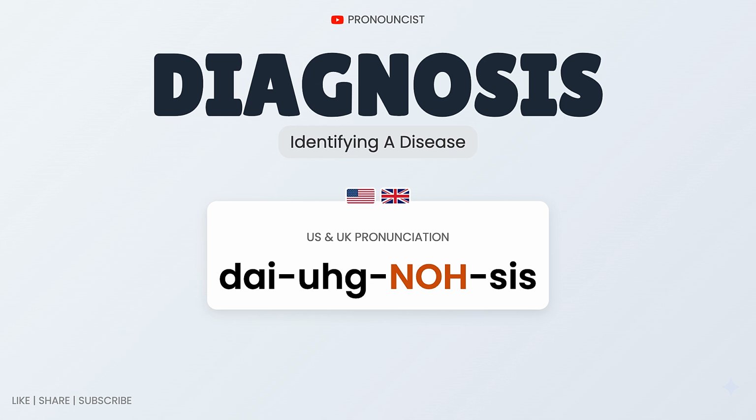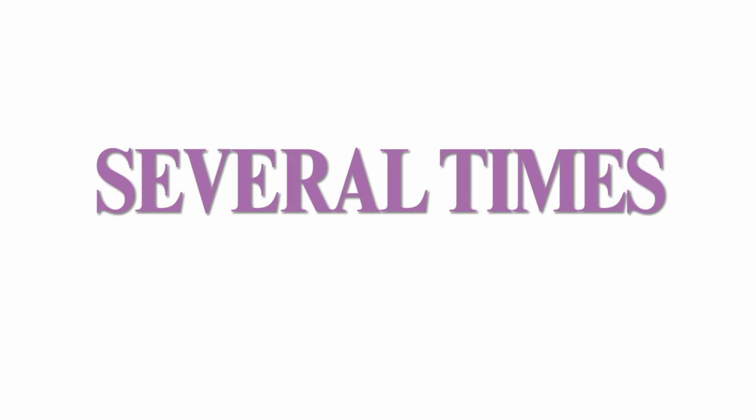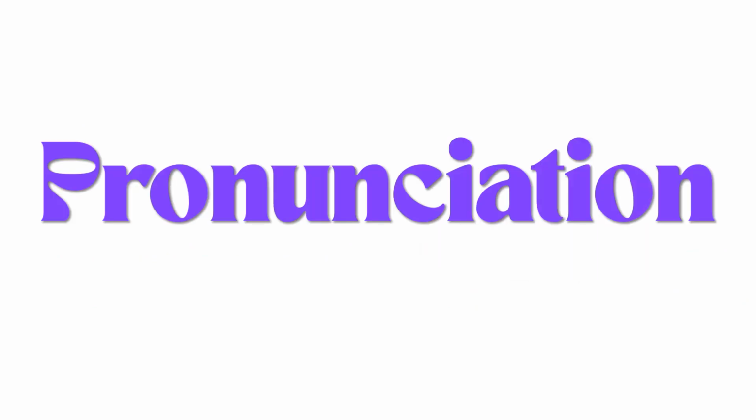Cis. Diagnosis. Practice repeatedly and you'll soon be able to say this word perfectly. The best way to practice is to repeat the syllable multiple times. The meaning of the word is identifying a disease. Try repeating this word several times to improve your pronunciation.